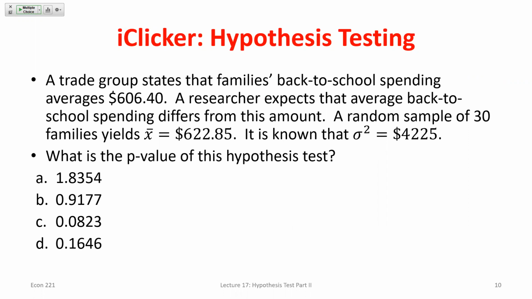But that's not my final p-value because I had a two-tailed test. So I then need to multiply that by 2. Right? Once I multiply that 0.0823 by 2, I get 0.16. So my final p-value there is 0.1646.